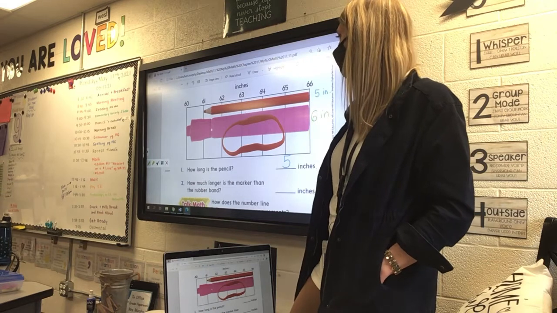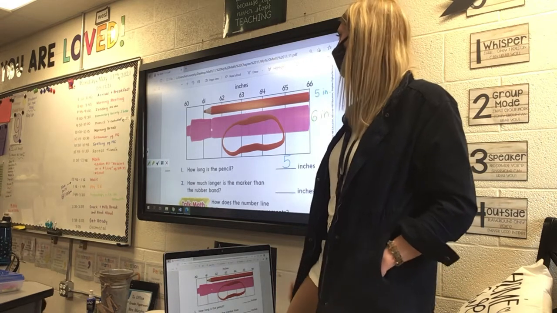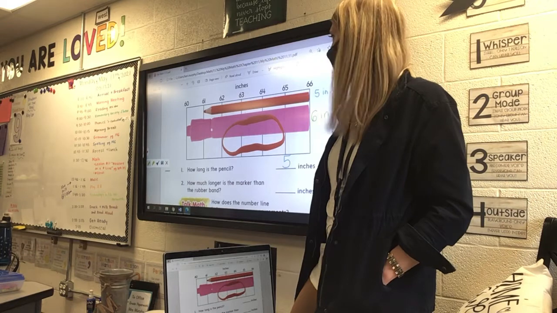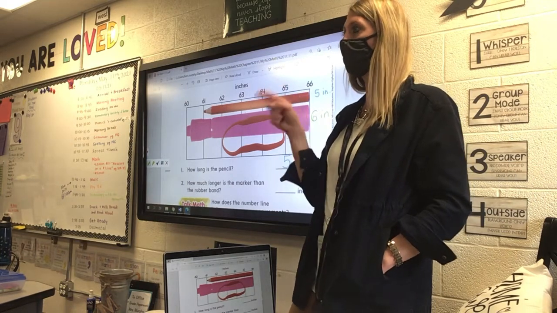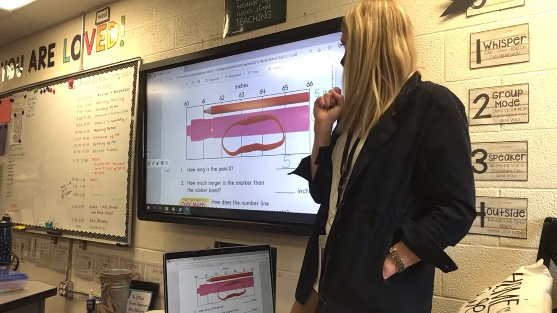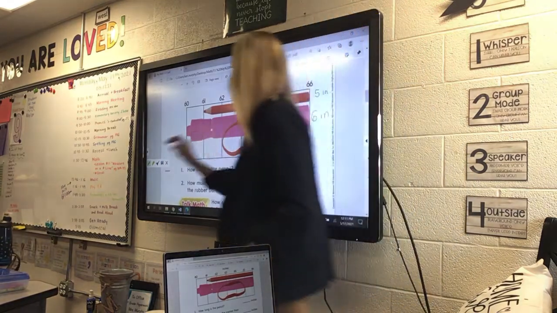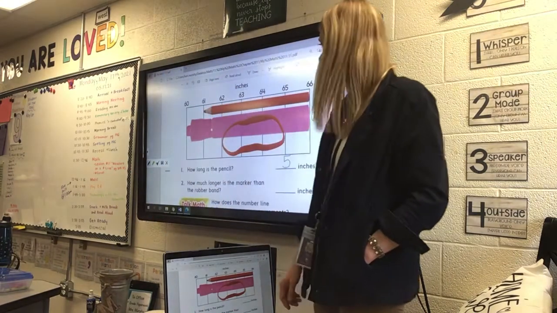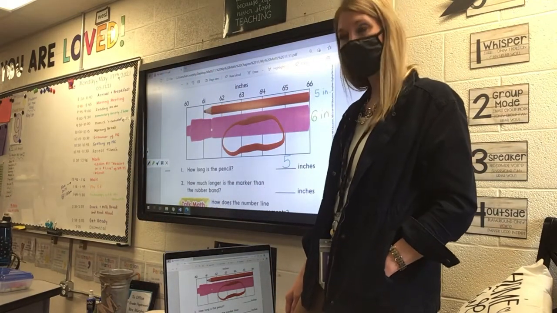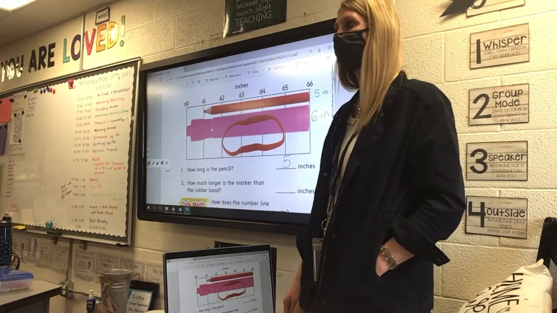All right. Now the last one we need to measure, and then we have to find the difference, is the rubber band. So look at that rubber band. Tyson, I want you to look at this one because I want you to see if you can answer this one. Tyson, what do you think about the rubber band? 3. You got it.